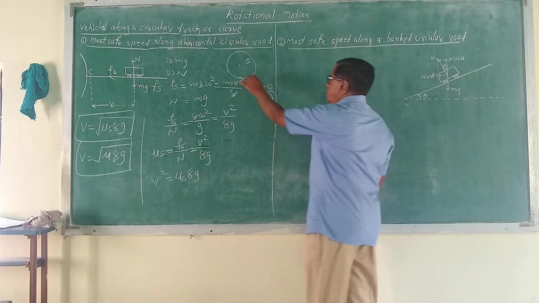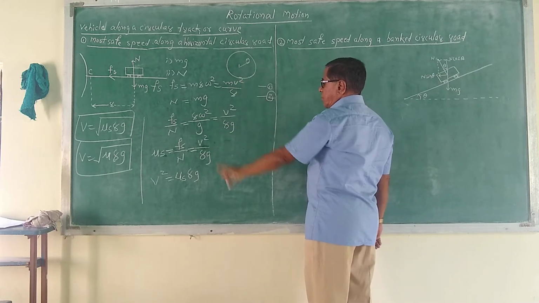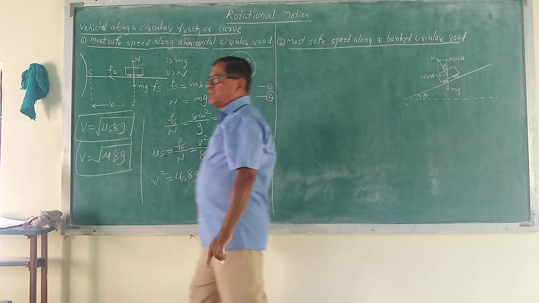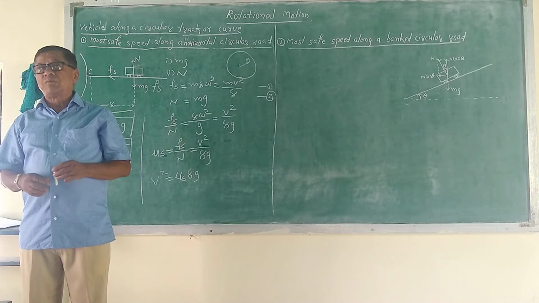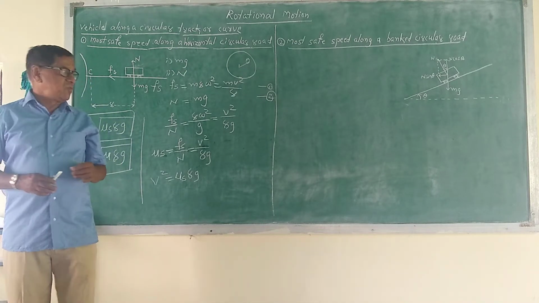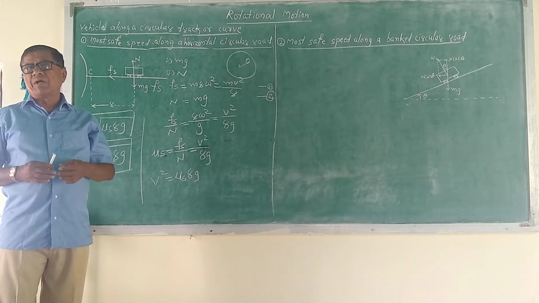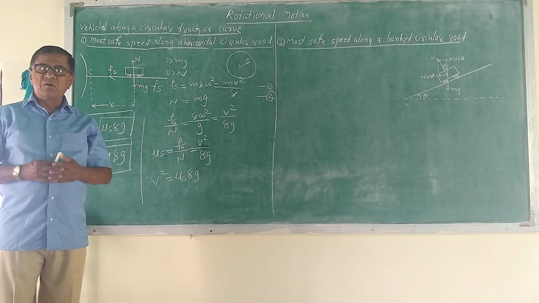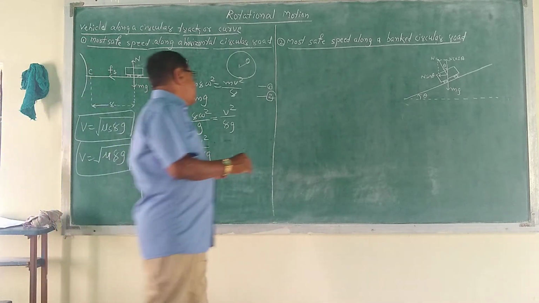We are taking this as the radius. Mu is called the coefficient of friction. g is the acceleration due to gravity. From that we can determine the value of the speed limit or the most safe speed. Now this formula can also be converted into the angular velocity or angular speed, as we know that v is equal to r omega.